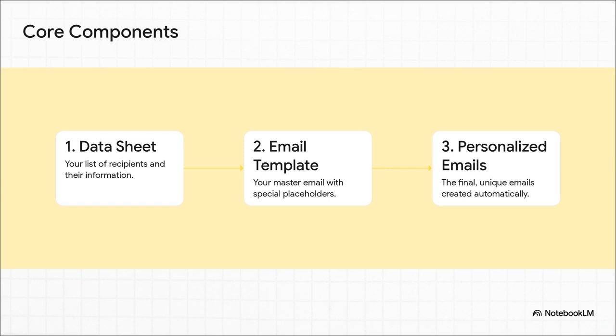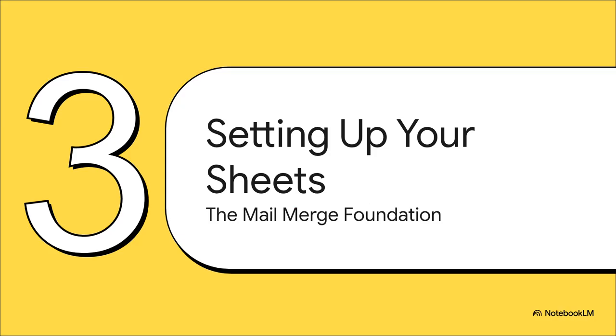You know, when you boil it all down, there are really just 3 core parts to this whole thing. First, you've got your data sheet. That's your list of names, emails, whatever other info you have. Second, you need an email template, your master email with those special placeholders. And then finally, the magic happens. The script combines those 2 things to pump out a whole batch of perfectly personalized emails. Simple as that.